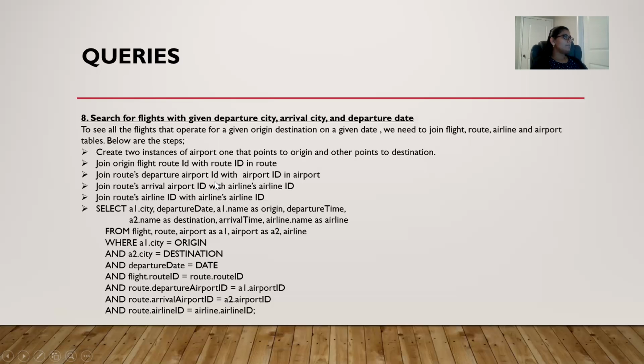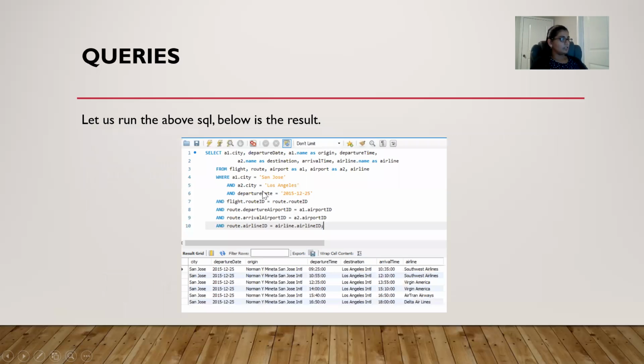This is the query, and the result of the query is shown here. Here I have selected the cities as source and destination cities as San Jose and Los Angeles, and the departure date as 25th December 2015. This is the result obtained.